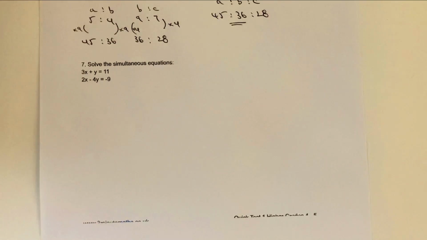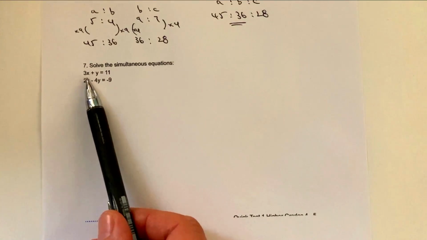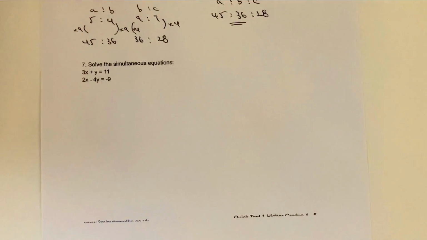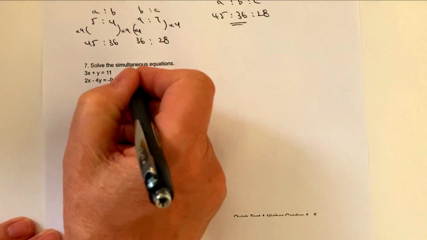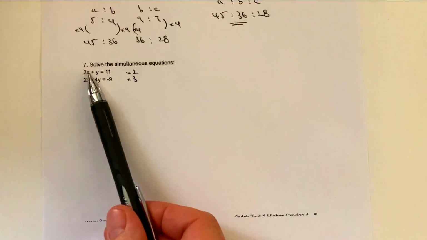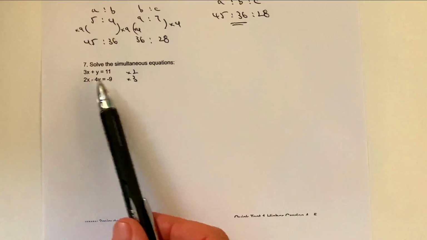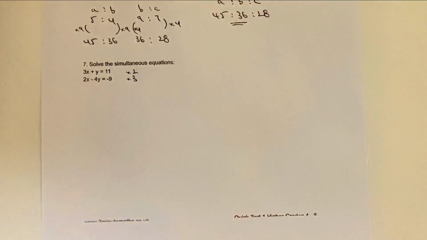Okay, so this one is solve the simultaneous equation. So there's a couple of different methods to do this. The way I'm going to do it is I'm going to use the method of elimination. Okay, and the way I do that is I say, well, I've got 3x plus y and 2x minus 4y. So I'm going to make those values of x the same, because then I can subtract one from the other. So if I multiply this top equation by 2 and the bottom equation by 3, what will happen is I'm going to get 6x here, because 2 times 3x is 6x, and I'm going to get 6x here because 3 times 2x is also 6x.